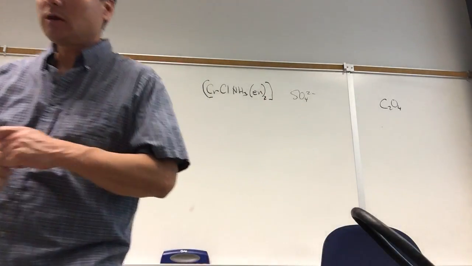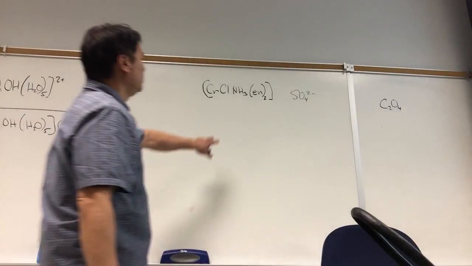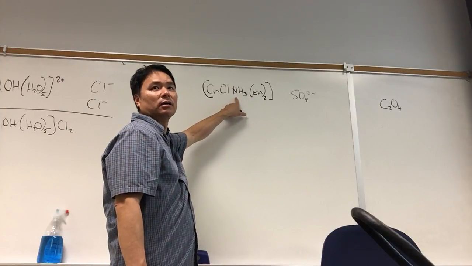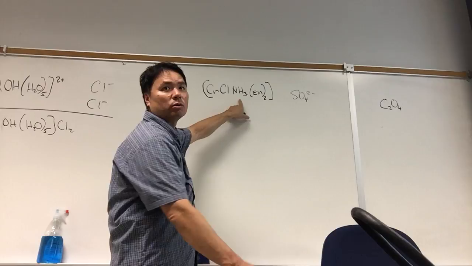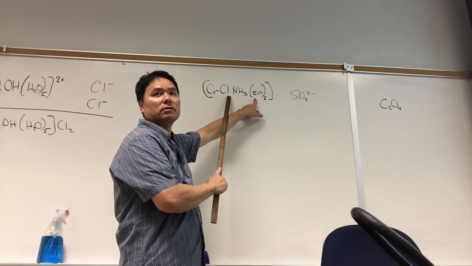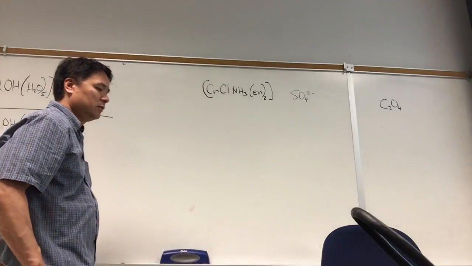All right, here's where you're going to see a difference. If you check the solutions guide, the en is written before NH3. Why? Because they alphabetized it according to the formula, so E comes before N. So that's what they did. But you could ignore it if you want.